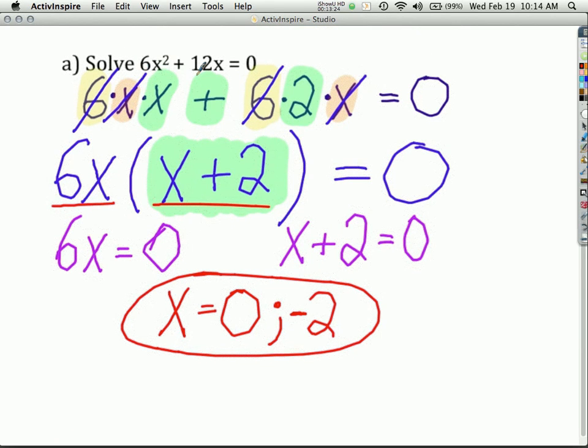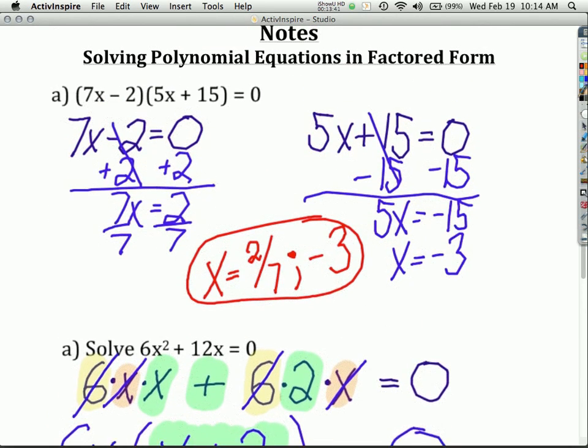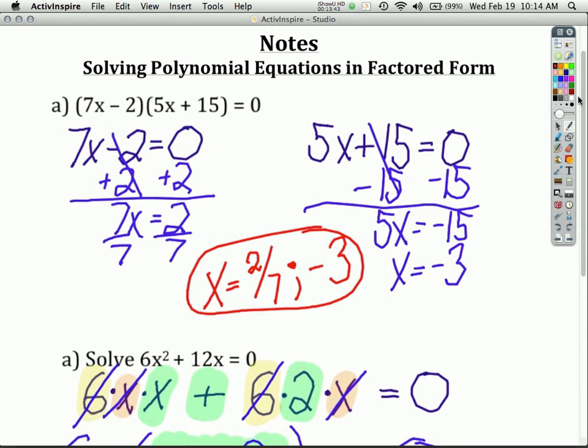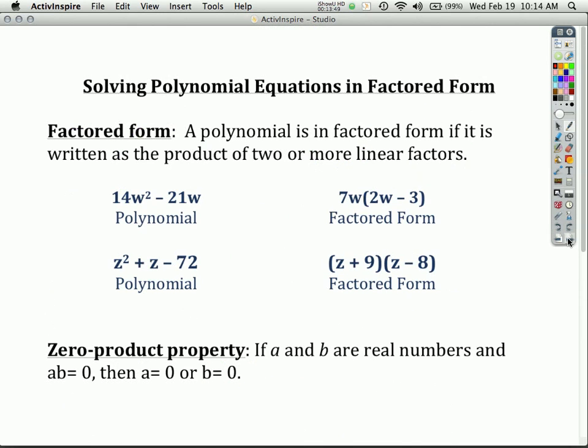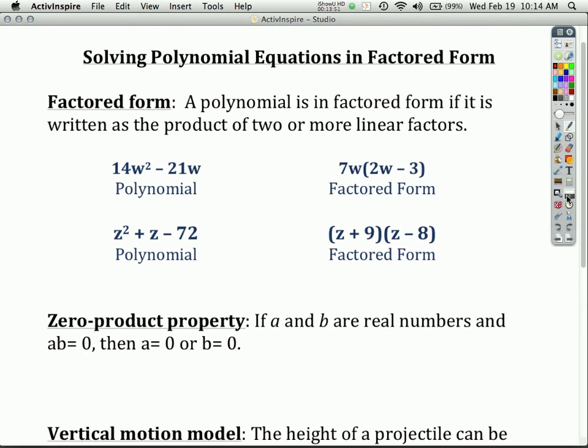This is not in factored form. And then we have to go through a process of getting it into factored form, and then we solve and we get two solutions. So this is the type of work you're going to be doing today. So now, of course, I break it down step by step, component by component. So let's go back to the beginning.